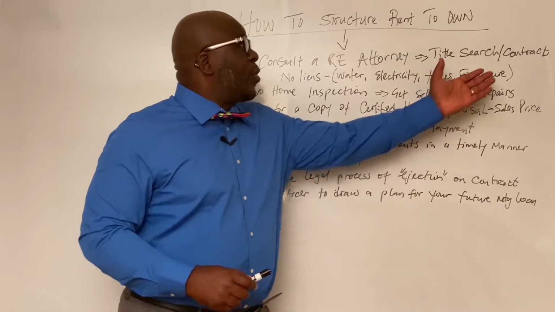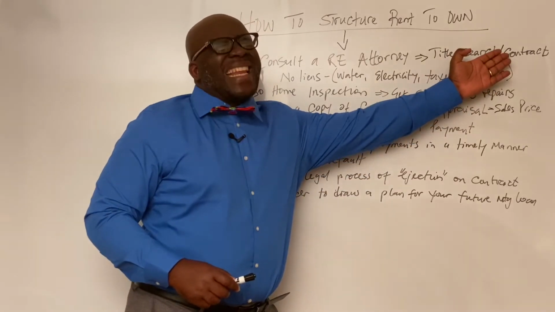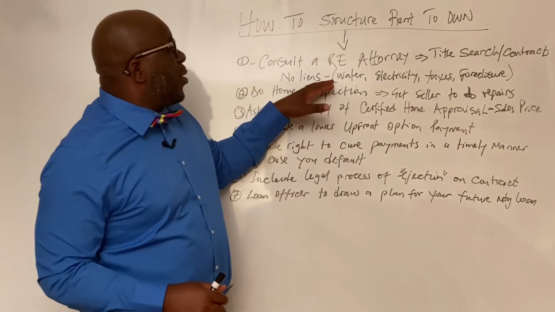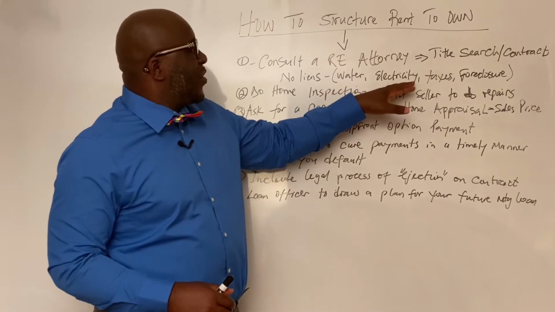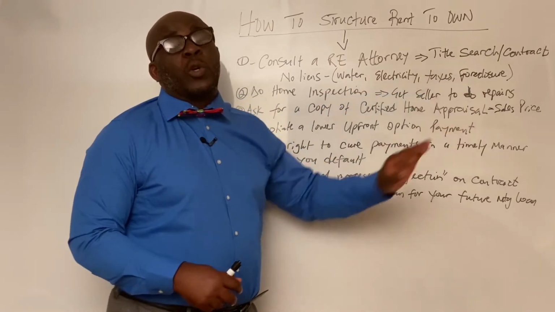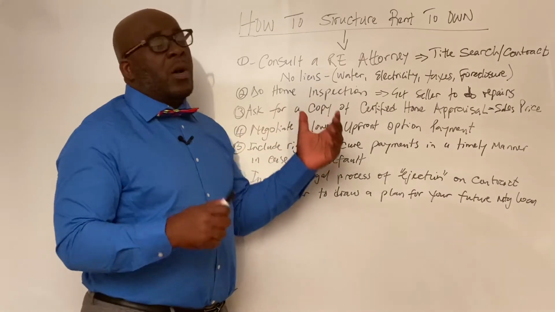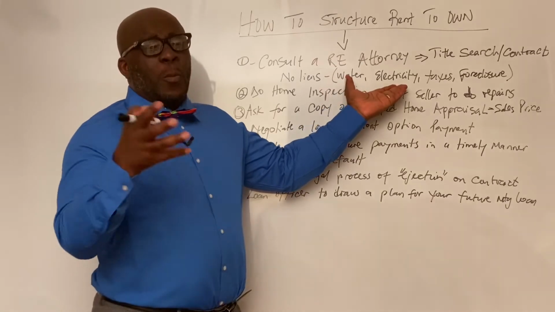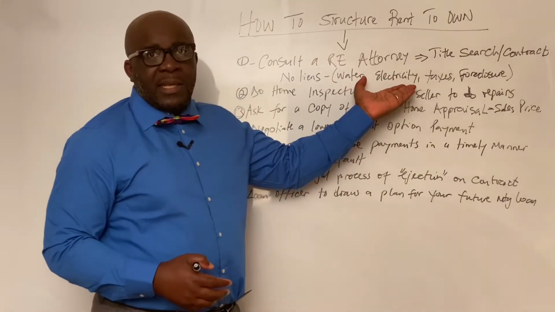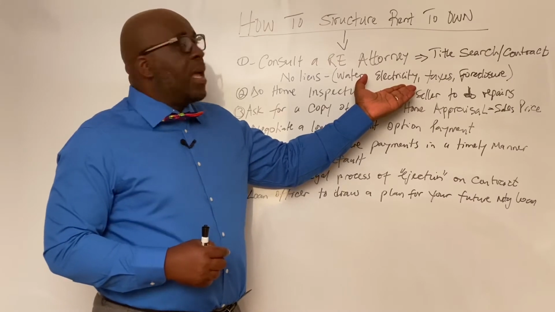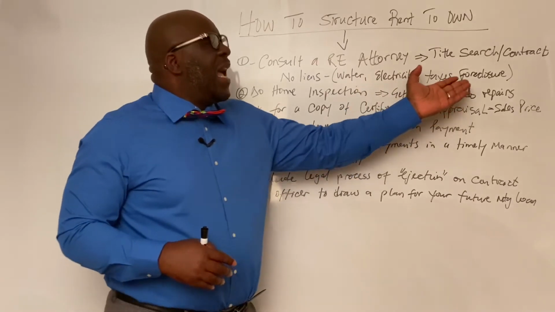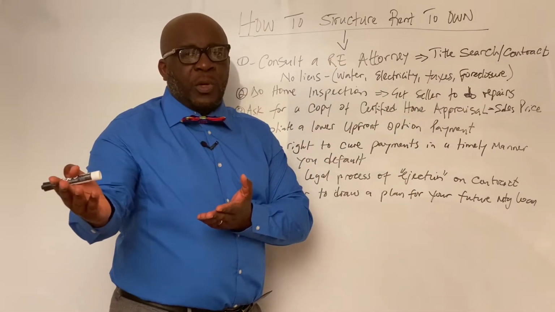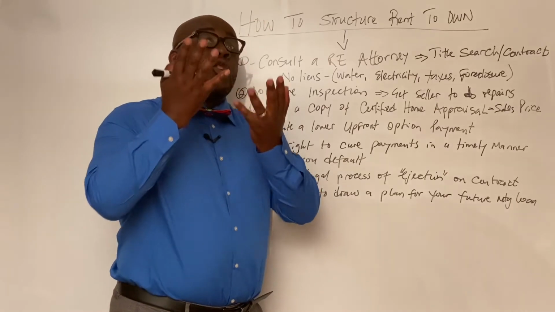The attorney will also review the contract to make sure it has the provisions that will protect you. The attorney will make sure the house has no water, electricity, taxes, or foreclosure liens. Because if you do a rent-to-own on a house that has a lien, then you automatically inherit those liens and you have to pay them out of pocket. I've seen situations where the house is in foreclosure, but the landlord is giving it to you on rent-to-own because they want what? They want that upfront non-refundable payment.